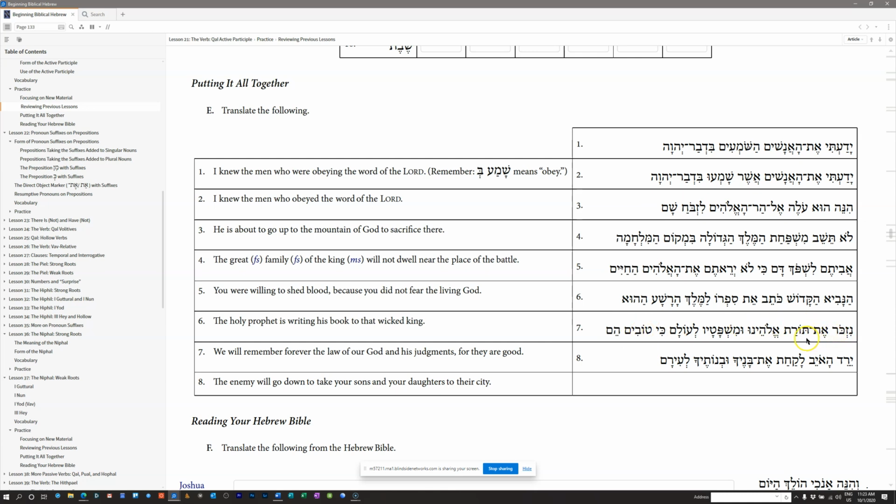So we will remember the instruction of our God and his judgments forever. Now, Futato puts forever over here. We remember forever. We remember his... And that's fine because forever modifies remember. So it's fine to put it there in your English translation. We will remember forever the instruction or law of our God and his judgments because they are good.